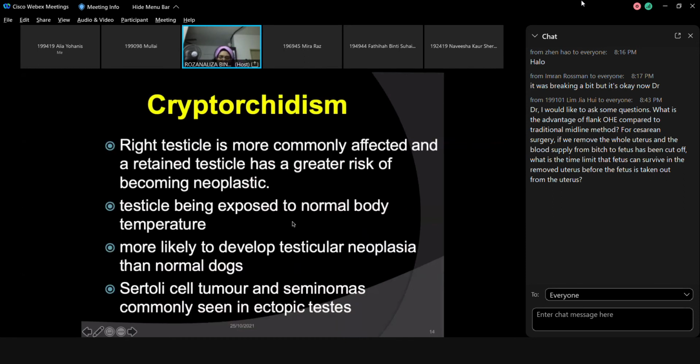A little bit of facts about cryptorchidism. The right testicle is more commonly affected, meaning the right testicle is the one more likely to be retained, and it has a greater risk of becoming neoplastic, because the testicle is exposed to normal body temperature. You know that the scrotum is probably a degree or a little bit lower than the normal body temperature. So once it's exposed to the normal temperature, it is at a greater risk of becoming neoplastic.